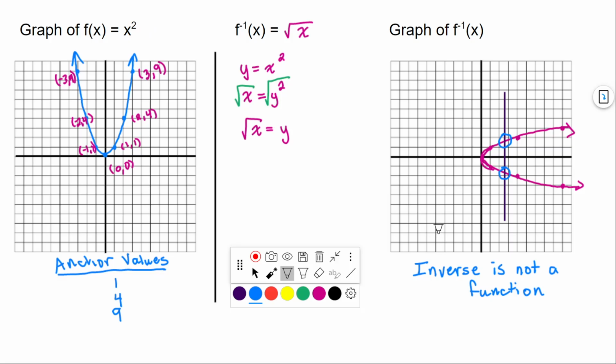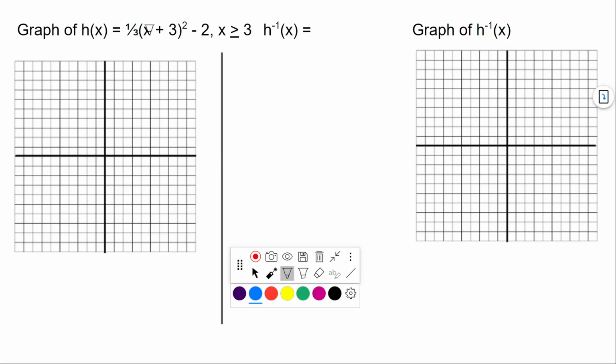So let's take a look at this next example. We have the function h of x equals 1/3 times (x plus 3) squared minus 2. I know, because this is vertex form, that the vertex of my parabola is going to be at (-3, -2). I also want to change this. It's a mistake here. It should say x greater than or equal to -3, and you'll see why in a minute. And we have a stretch of 1/3.